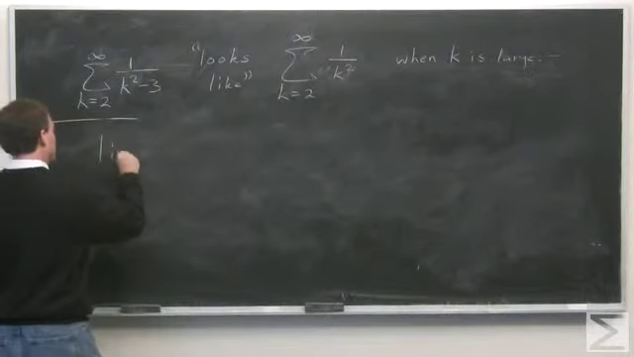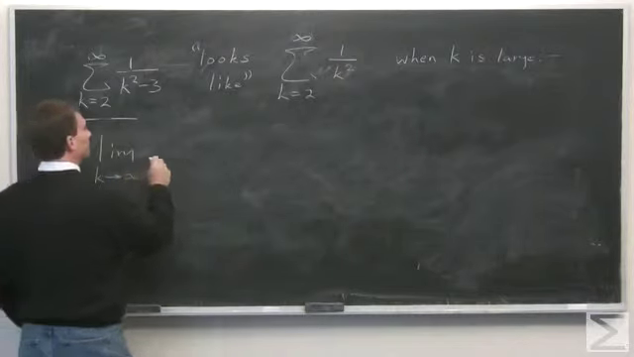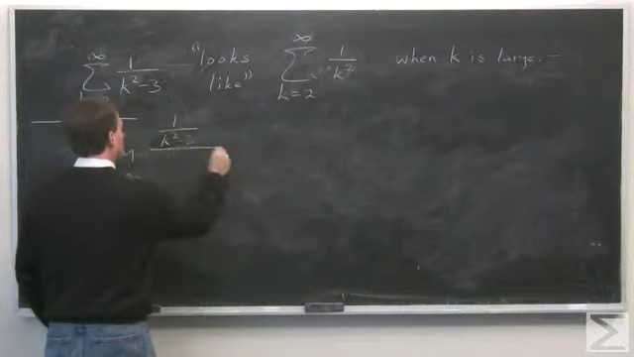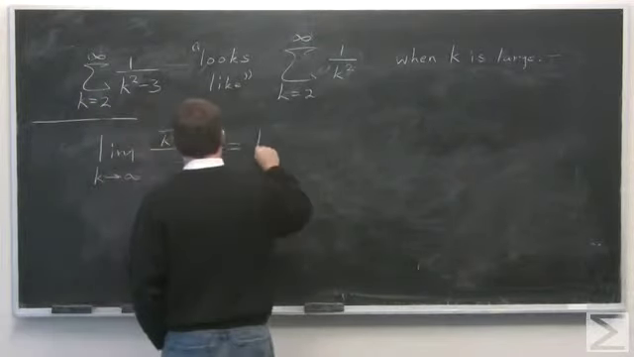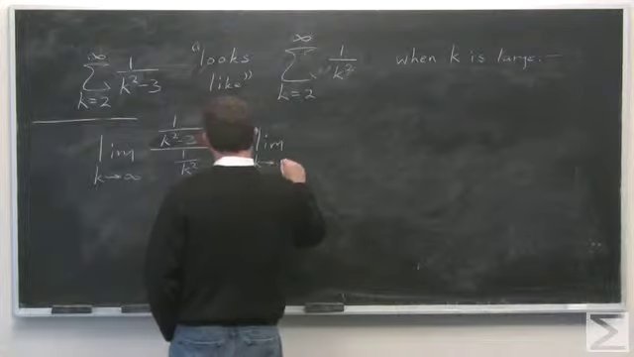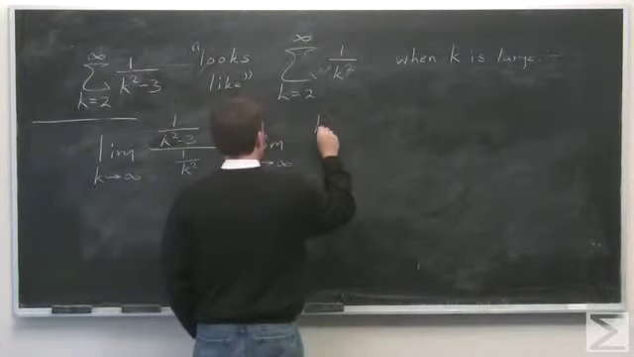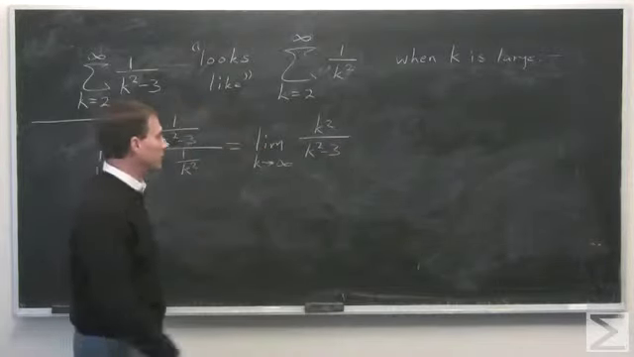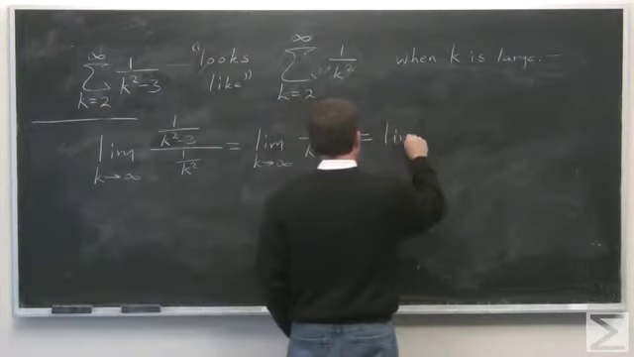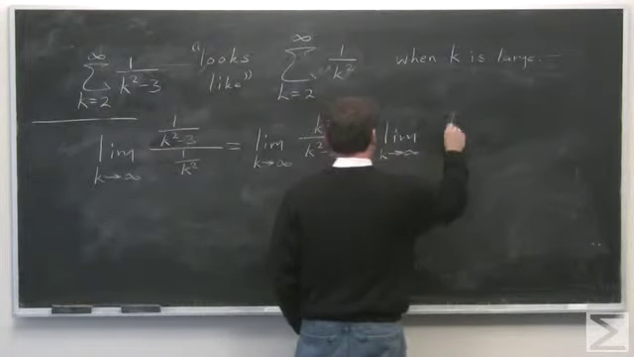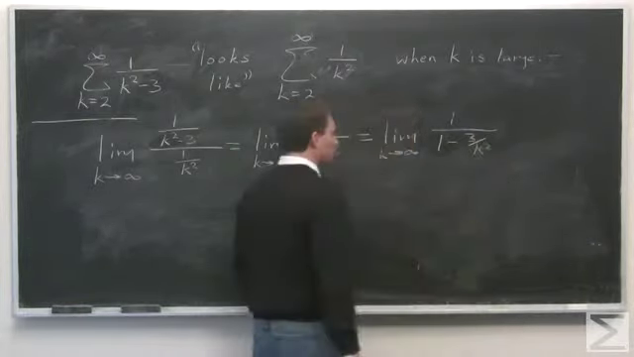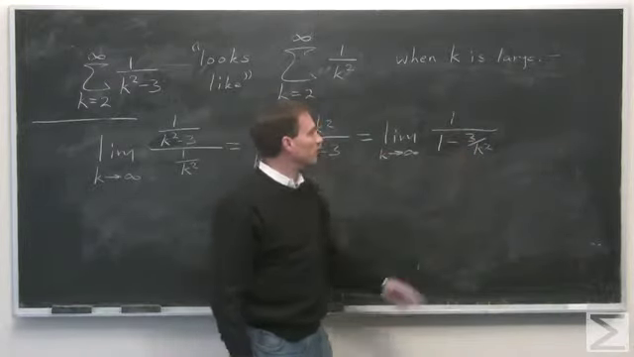Well, so you calculate it. You take the limit as k goes to infinity of 1 over k squared minus 3 over 1 over k squared. Or you could have taken the reciprocal. It doesn't matter. This is the limit as k goes to infinity of k squared over k squared minus 3. If it's not clear to you what that does, divide the numerator and denominator by a k squared. This is the limit as k goes to infinity of 1 over 1 minus 3 over k squared. As k goes to infinity, 3 over k squared goes to 0, and you're left with 1.